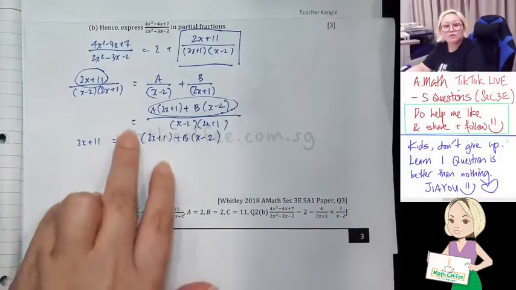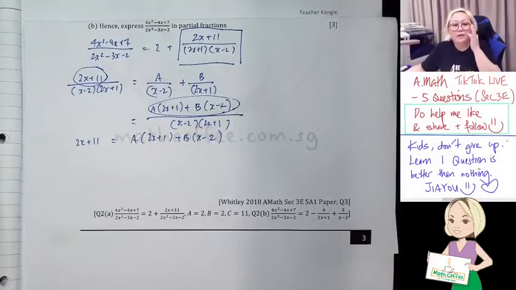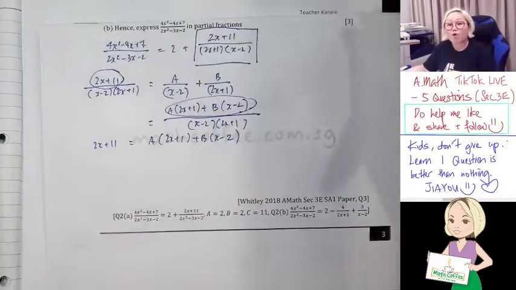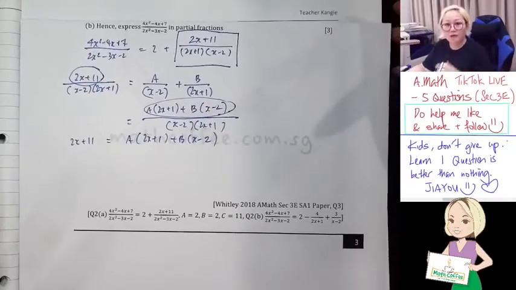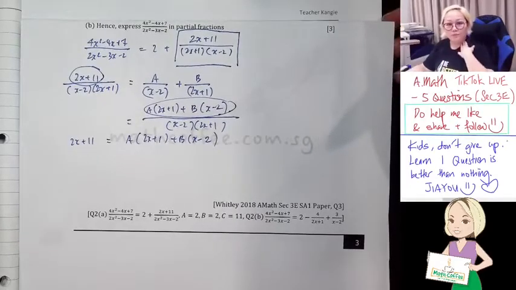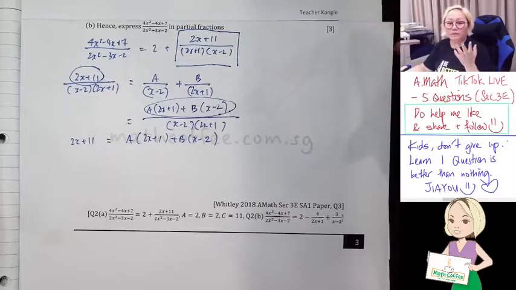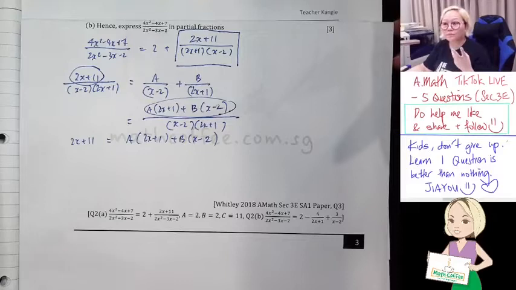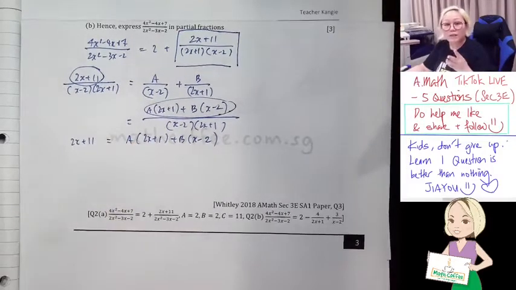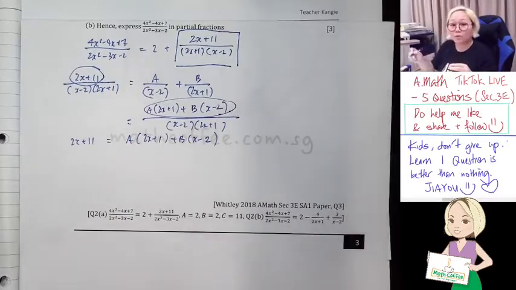So your task is to solve A and B. There are 2 ways to do it. Either you rainbow and compare coefficients, or you sub suitable values. For me, I always use sub suitable values. 90% of the time we can use sub suitable values. If sub suitable values cannot be used, then use compare coefficients. I don't like to use compare coefficients because sometimes there are too many brackets, and you have to spend time rainbowing and simplifying. Very high chance you make mistakes. So I would rather choose sub suitable values.